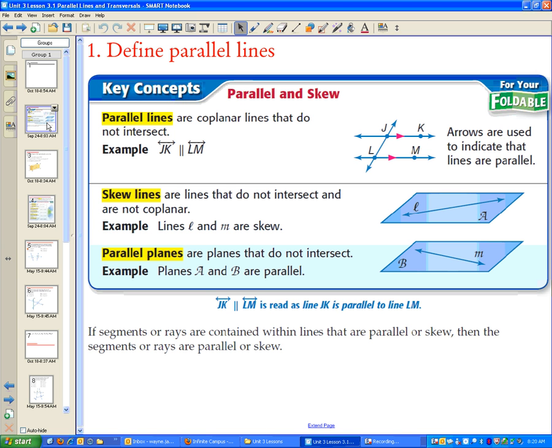Parallel lines are coplanar lines that do not intersect. I know that you knew parallel lines do not intersect. I don't know if you knew that they had to be in the same plane. Okay? And they do. They have to be in the same plane. So parallel lines are coplanar lines that do not intersect. Skew lines, that next definition down, are similar. They don't intersect either. But skew lines are lines that do not intersect and are not coplanar.